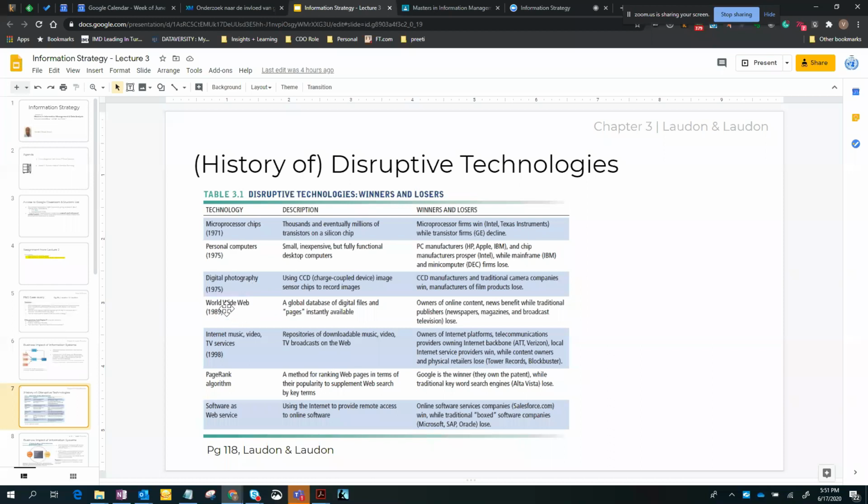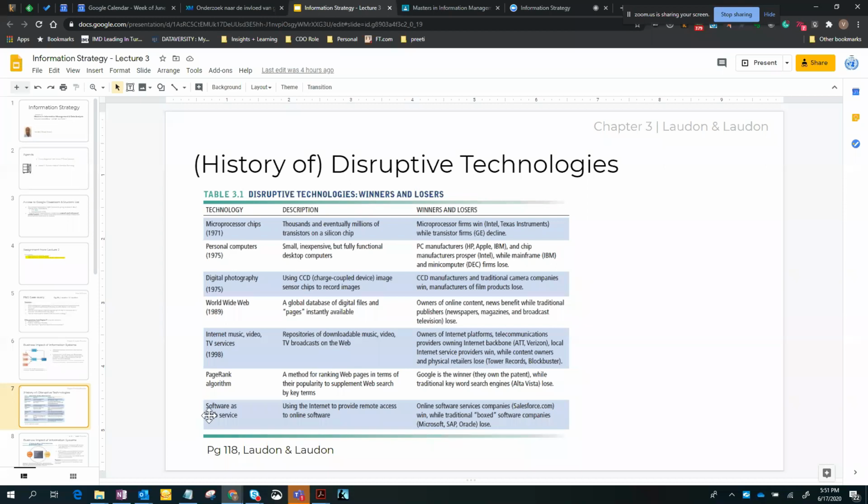About 1989 or 1990, the internet was created, or at least became publicly available to start sharing things online. Then in 1998, we had music and videos coming onto the internet. About the same time, I think we had Google coming up with the search engine that it has, and also all kinds of services like Gmail, etc.